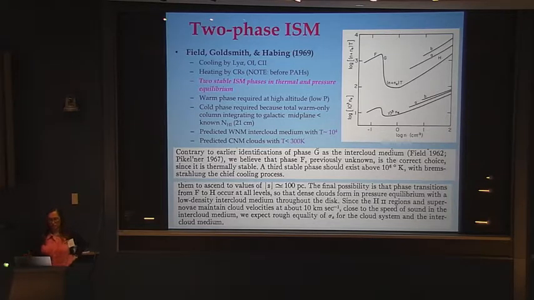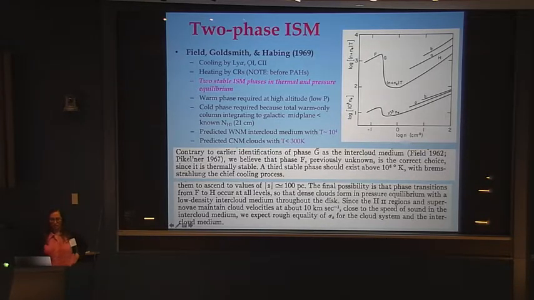So what is this two-phase ISM model? This was developed by Field, Goldsmith, and Hobbs. That's the F, that's the G, and that's the H. George Field was a very warm person. Hobbs, I guess at least they felt that he was a colder person, and Goldsmith, they felt was unstable. So that's why they were conveniently successive letters of the alphabet.